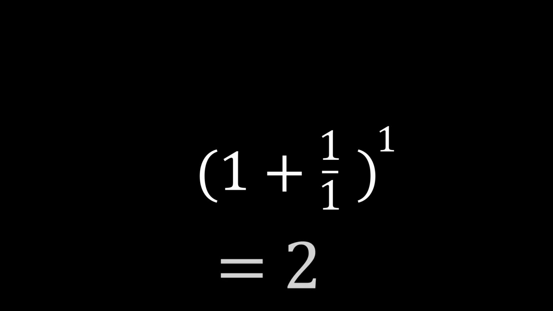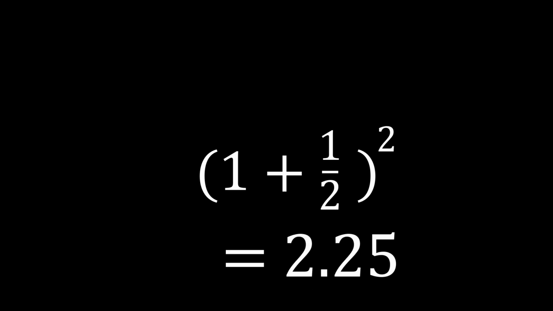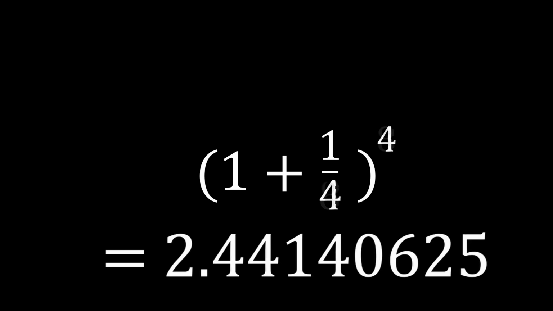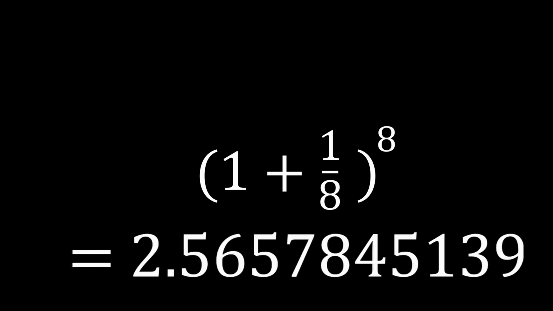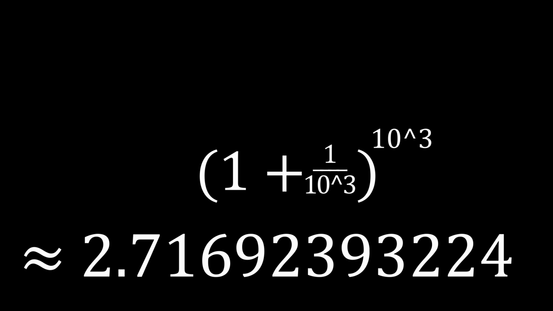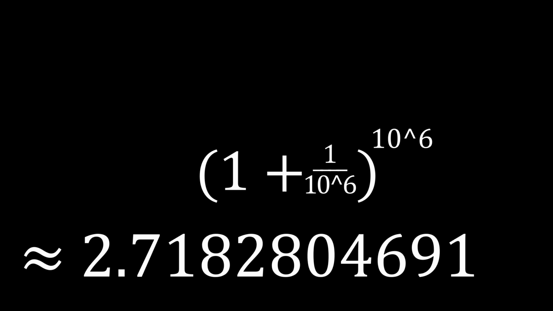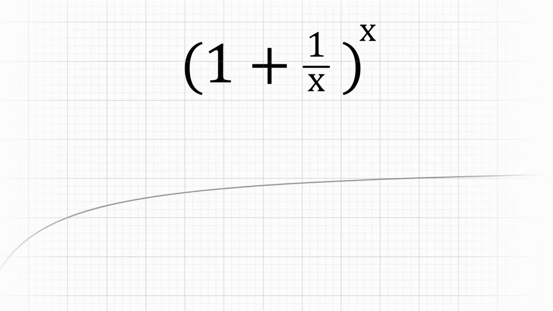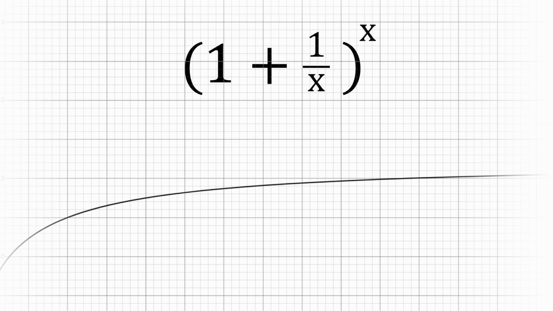Compound it half annually, and the result is 2.25. Compound it quarterly. Compound it 8 times. Compound it 100 times? 1,000 times, maybe? 1,000,000 times. We can see that the change slows down as you get to arbitrarily large values.